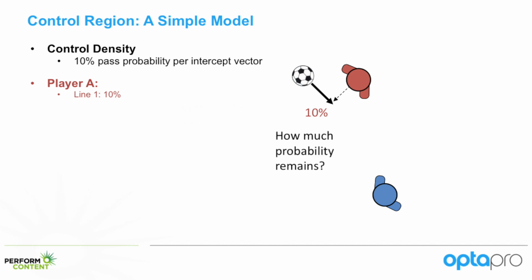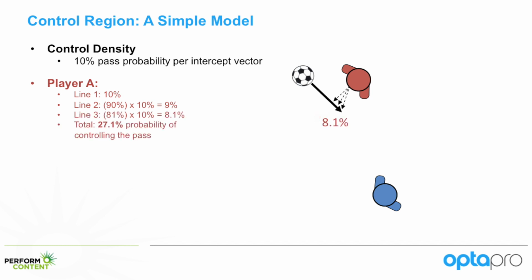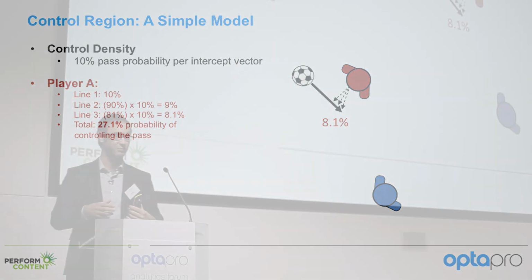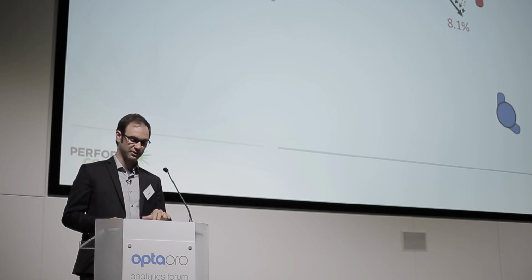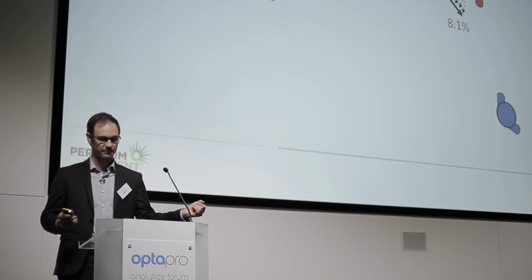Now, how much probability remains if after that first tenth of a second, the player has a 10% chance of getting the pass? Well, 100 minus 10 is 90. So that's how much probability remains. So we have to multiply for the next intercept vector, 90 times 10, which gives us 9%. And again, for the third intercept vector for the red player. So that's a total probability of controlling the pass for the red player of 27.1%. Now, like I said, the 10% is pulled out of thin air. We're going to derive it later.